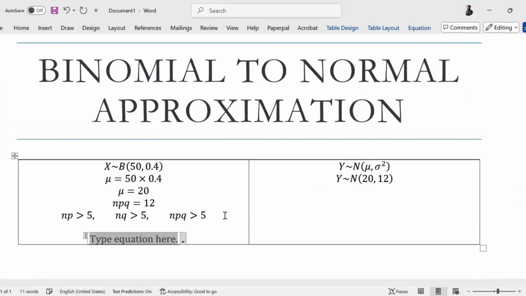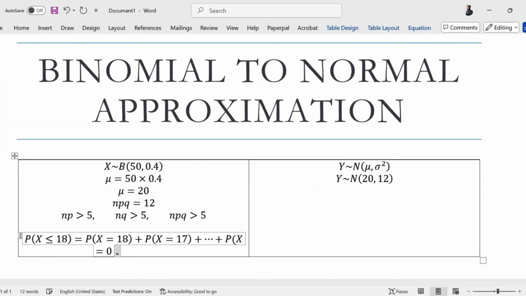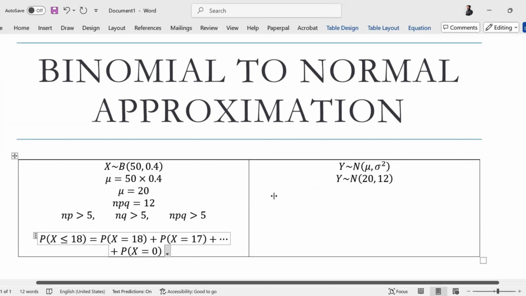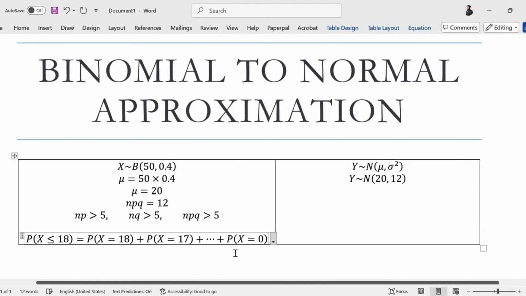For example, the question was asking me to find the probability of x less than or equal to 18. If I wanted to do the binomial distribution, I had to do x is 18, then x is 17, and then go back all the way until x is 0. This is how I would have had to solve it through the discrete random variable; I would have had to apply the binomial distribution 18 times. But what if I convert it into a normal distribution? The normal distribution applies to a continuous variable, and that is where we need to do a continuity correction.